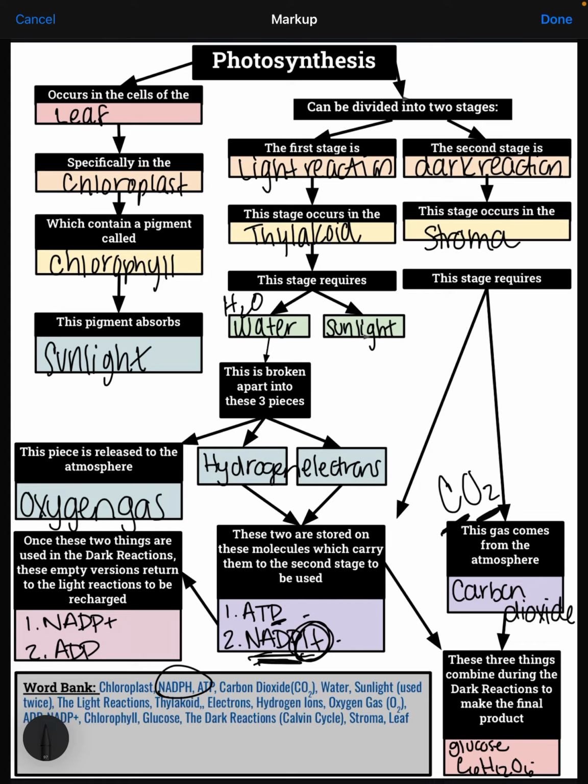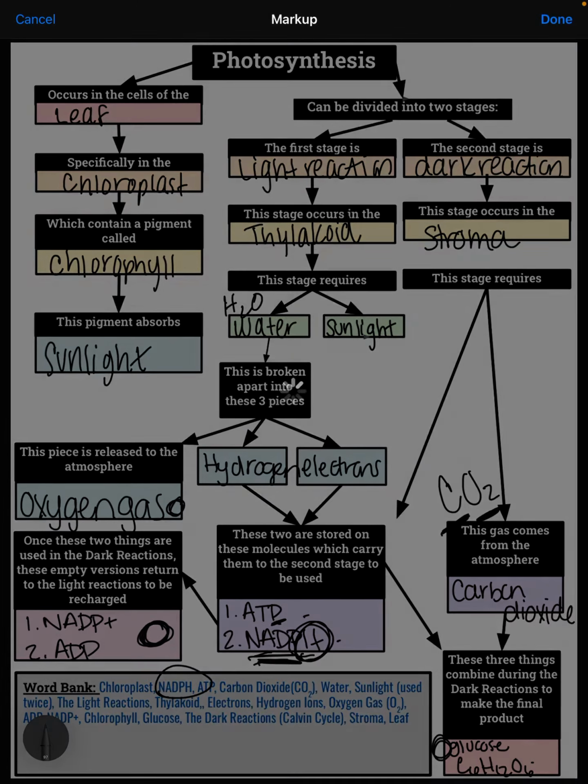So the things that go into photosynthesis are carbon dioxide, sunlight, and water. And they are transformed into oxygen, glucose, and these beautiful little electron carriers right here, NADP and ADP.